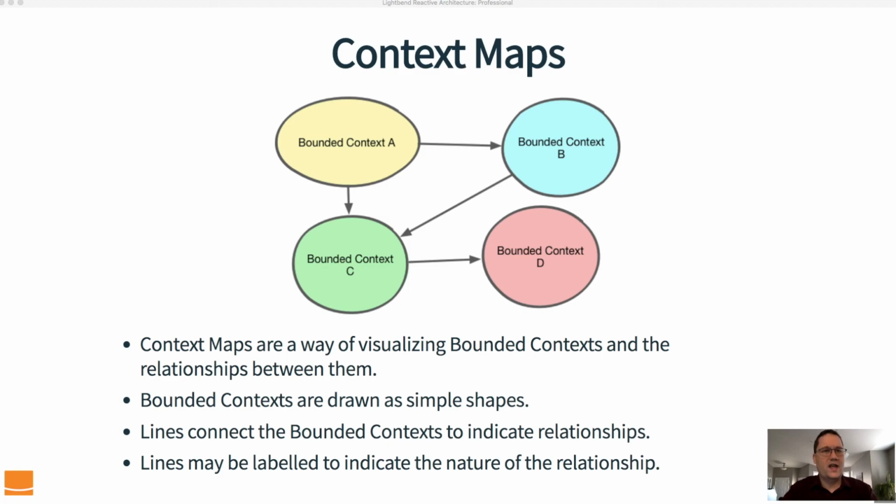Typically, though, what you're saying in this diagram would be that bounded context A has a dependency on bounded context B and bounded context C. That's what these arrows indicate, a dependency of some kind. And so again, if you want further detail, you can label the arrow to indicate the nature of that dependency or the nature of that relationship.